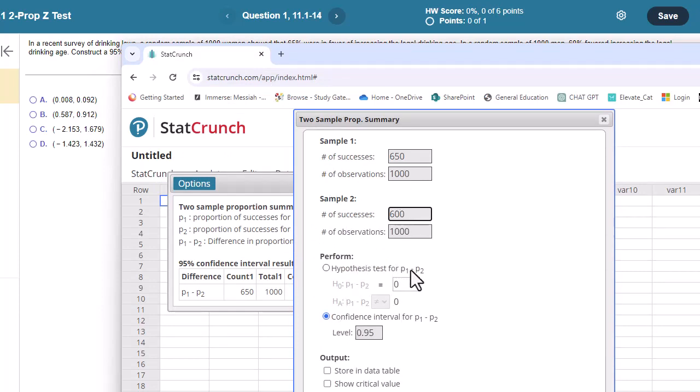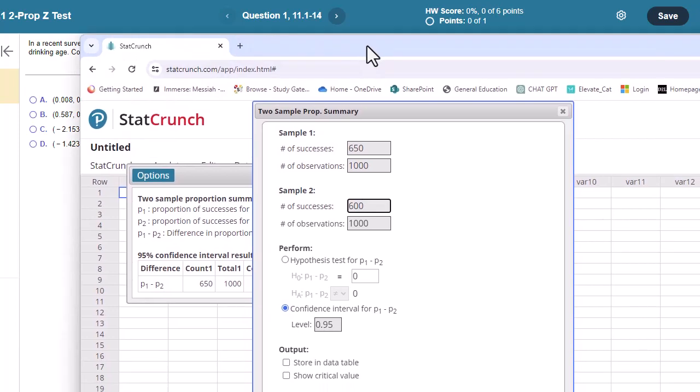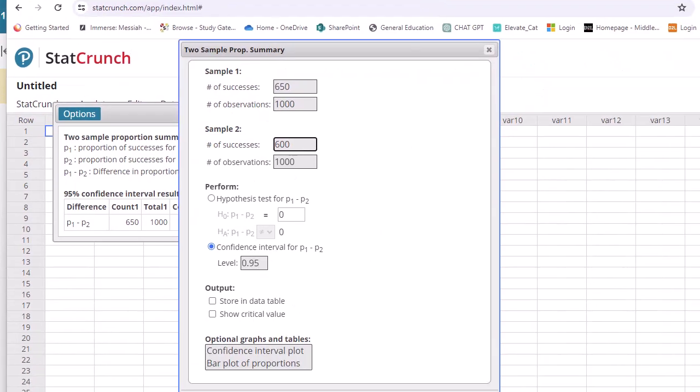And notice, before I'd said P1 minus P2, but it is P1 minus P2, but it is in the confidence interval. And make sure you put 95% because that's what we have here. If I miss it, that may be where I would miss it. So make sure you change that if you need to. Go ahead and press compute.